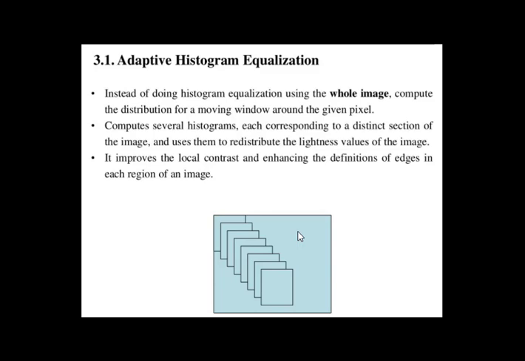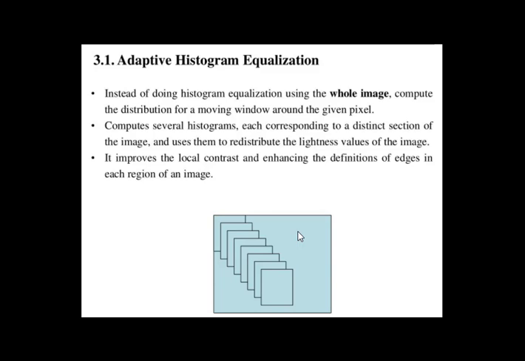Now let's see what is adaptive histogram equalization. Instead of doing the histogram of the whole image, we can do one thing: take the distribution of a moving window around a given pixel. Suppose it is a moving film, and in that moving film we consider one particular pixel.